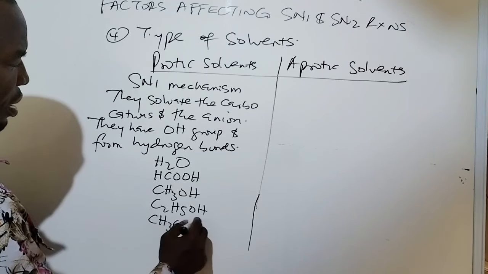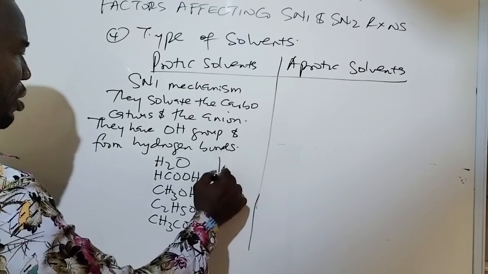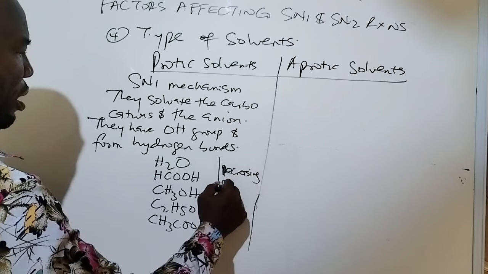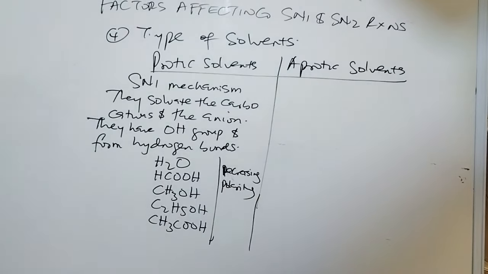So this is their list in decreasing polarity. Water is the most polar here, and this one is the least polar. As you move down, you see that the polarity decreases, with water being the most polar and the acid being the least polar in that classification.